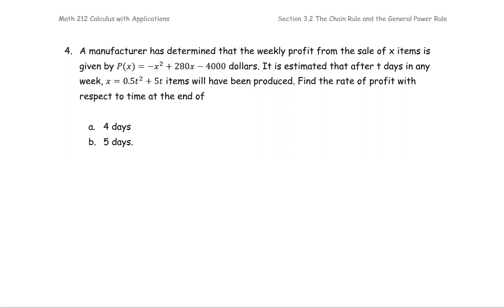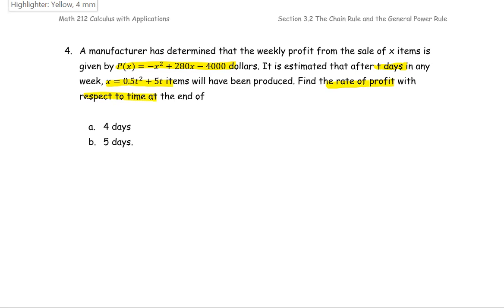In this example, which is another application using the chain rule, a manufacturer has determined that the weekly profit from the sale of x items is given by the function p of x equals negative x squared plus 280x minus $4,000. It is estimated that after t days in any week, x equals 0.5t squared plus 5t items will have been produced. Find the rate of profit with respect to time at the end of 4 days and the end of 5 days.